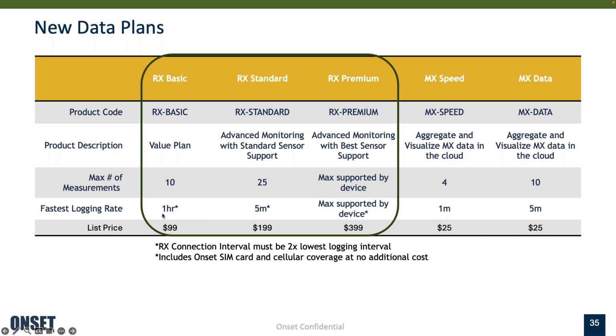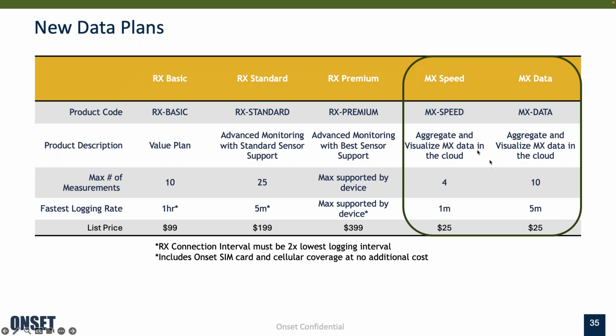Then the other parameter that you'll need to look at is how quickly do you want to log data. The basic plan has 1 hour as the fastest logging rate. The standard plan has 5 minutes, and the premium plan is also the max supported by that device. A few notes here. Sometimes people ask about the connection interval. That just needs to be twice what the logging interval is, and ensures that the system can process the data by the next time that the batch is received. And all of these RX plans include an Onset SIM card and Onset cellular coverage at no additional cost.